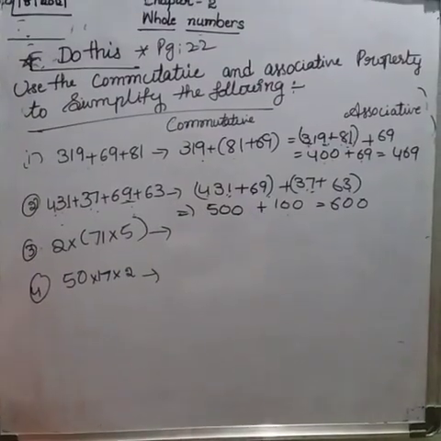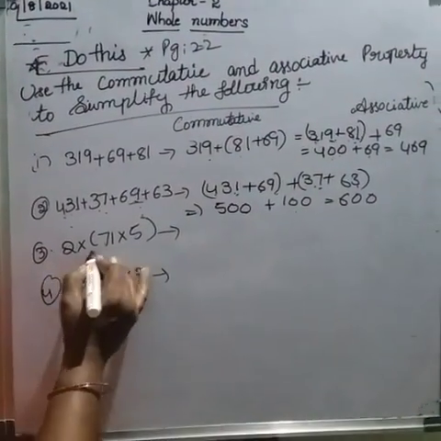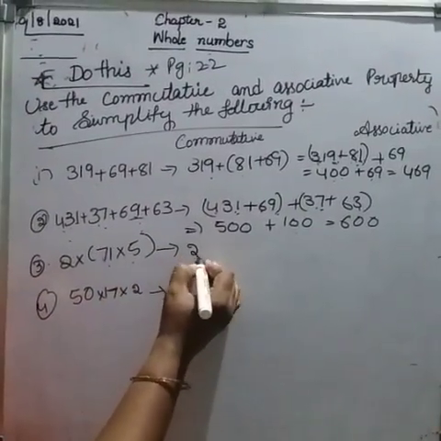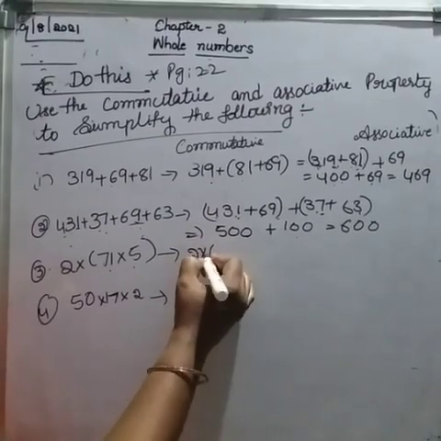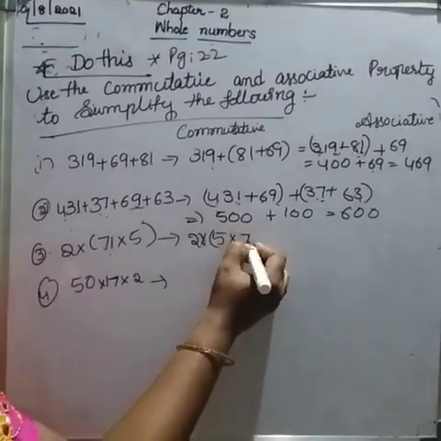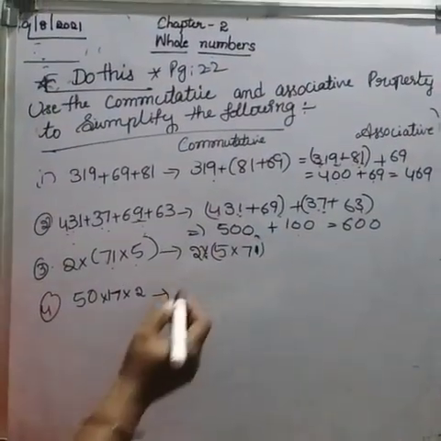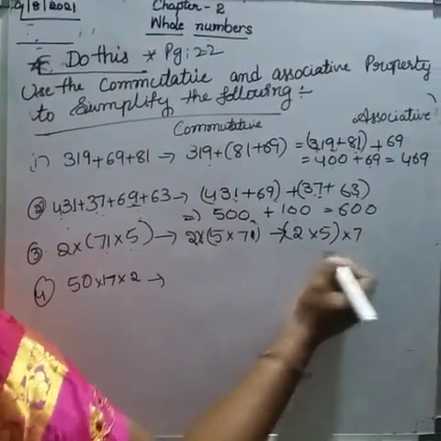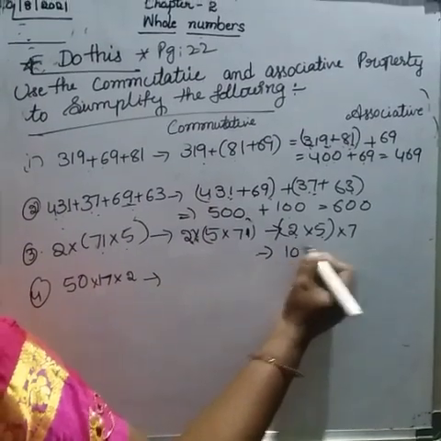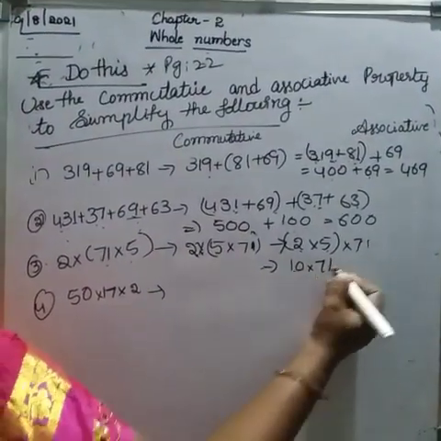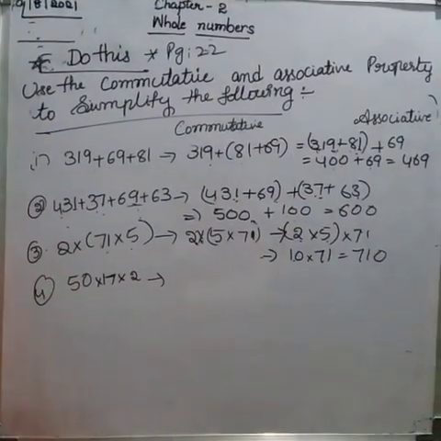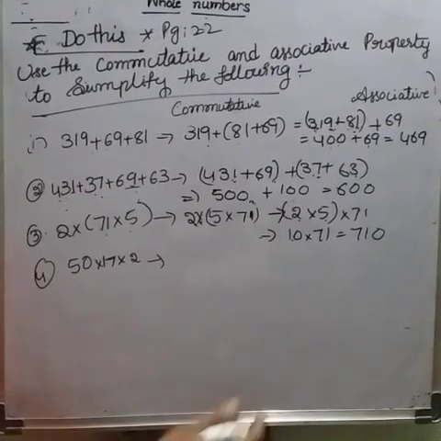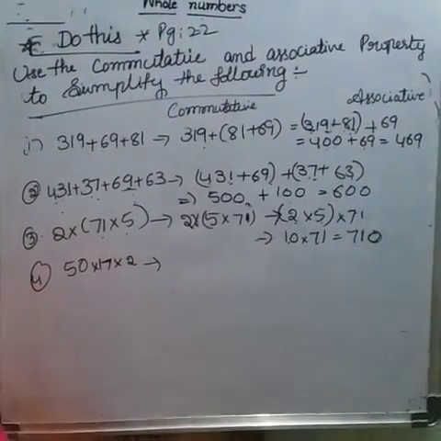Next, 2 into 71 into 5. Okay, so first 2 into 5 into 71. First, we have to write 2 into 5 in one bracket. 2 fives are 10, into 71. 71 ones are 71, remaining 0. Very easy to multiply. When we are arranging in associative property or commutative property, we have to find the arrangement that is very easy for getting the answer, right?